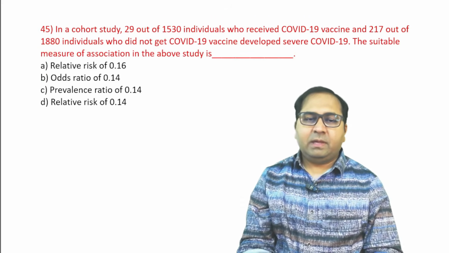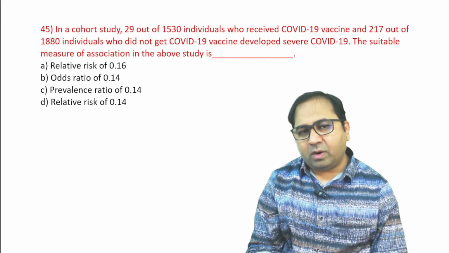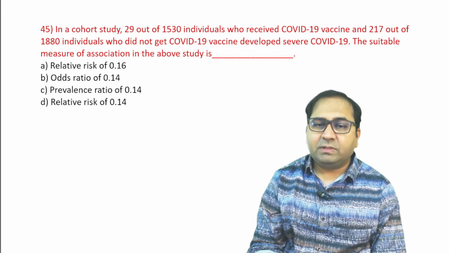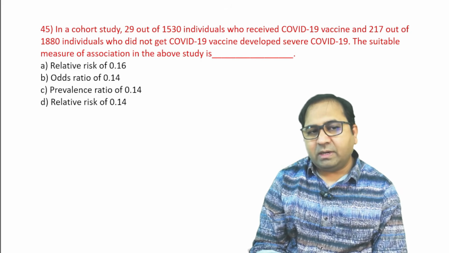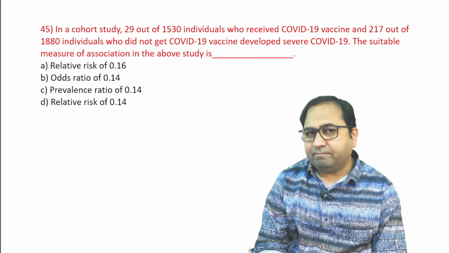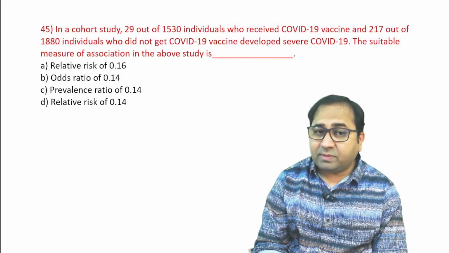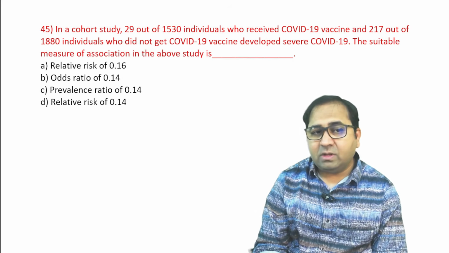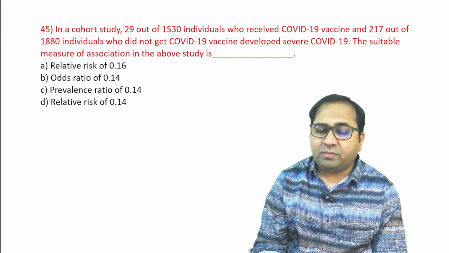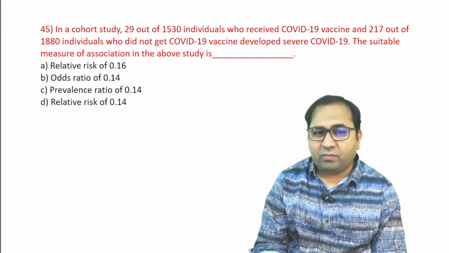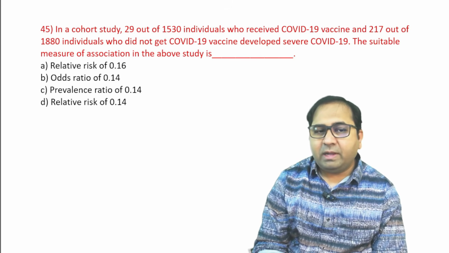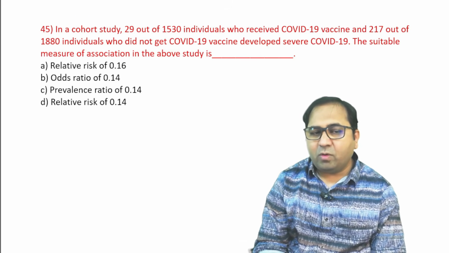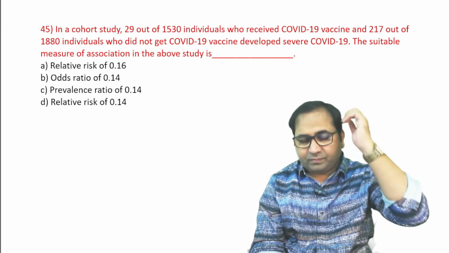Then next question. In a cohort study, 29 out of 1,530 individuals who received COVID-19 vaccine and 217 out of 1,880 individuals who did not get the COVID-19 vaccine developed severe COVID-19. The suitable measure of association in the above study is what? Options are A. Relative risk of 0.16, B. Odds ratio of 0.14, C. Prevalence ratio of 0.14, or D. Relative risk of 0.14. What is the answer for this question?